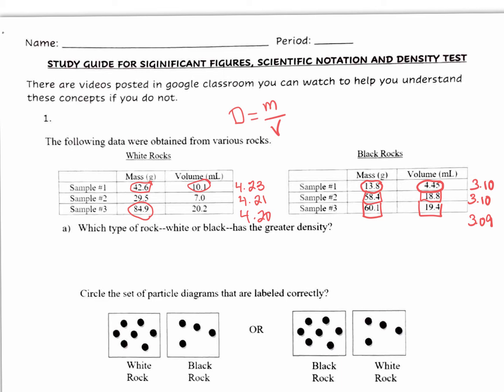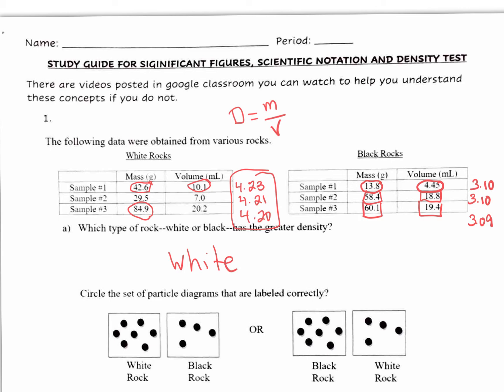Now I need to look at the question. Which type of rock, white or black, has the greater density? Well, now that we've done the calculations, it's pretty straightforward. It would be the white rocks. So we're going to say white.